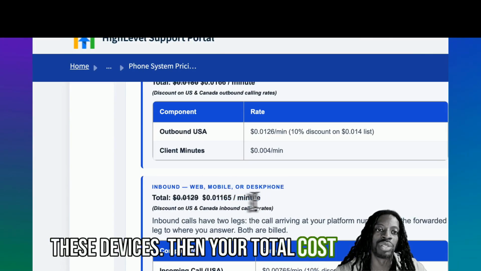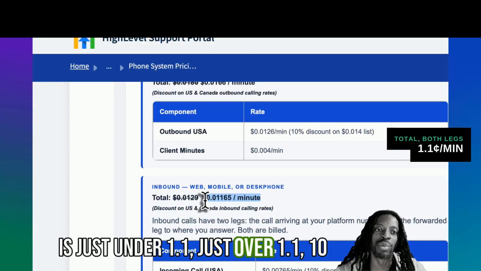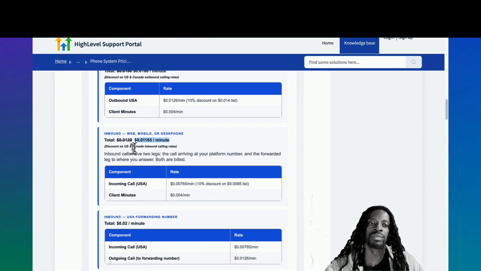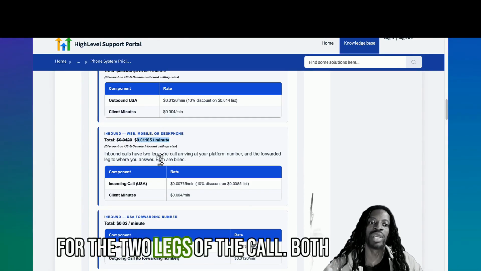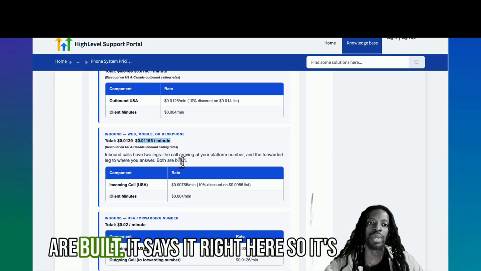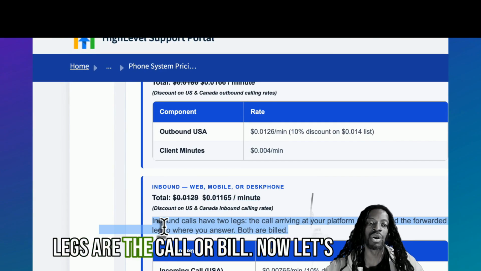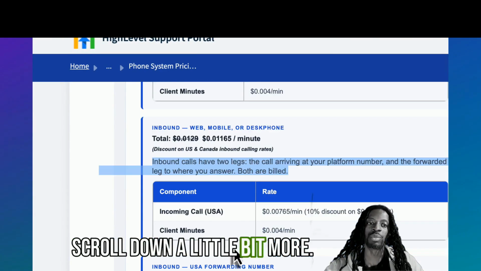Then your total cost is just over 1.1 cent per minute, for the two legs of the call. Both are billed. It says it right here, so it's not up for question, folks. Both of the legs of the call are billed. Now let's scroll down a little bit more.